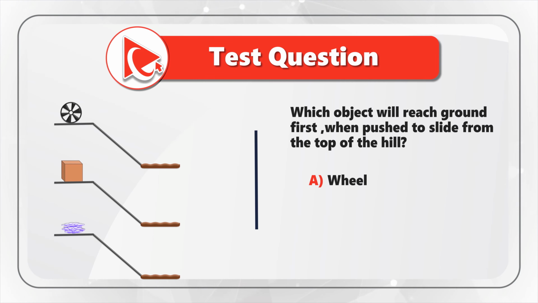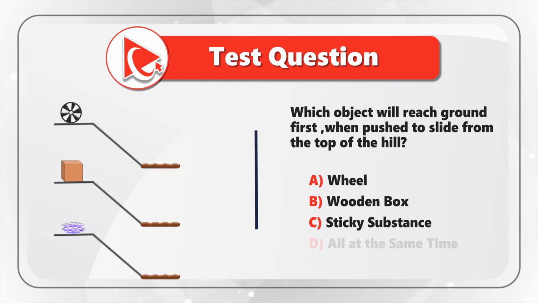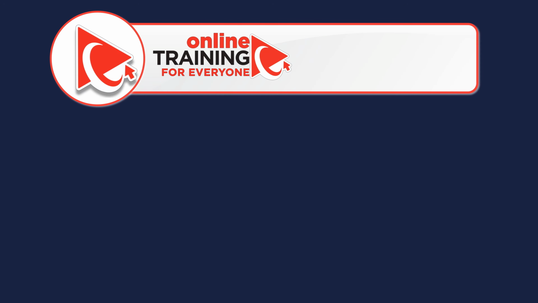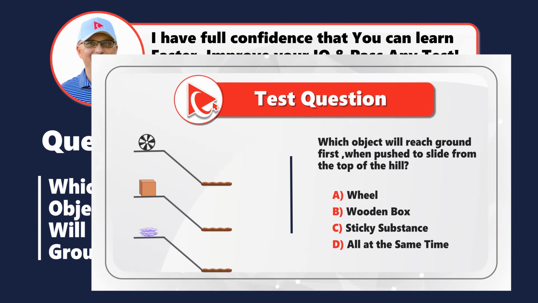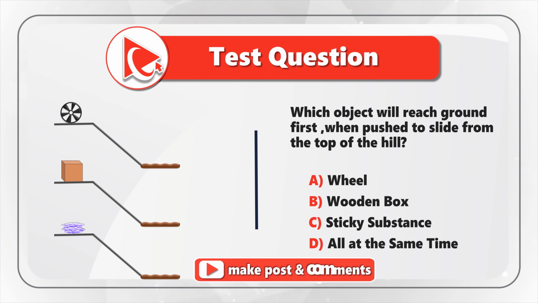Choice A, wheel. Choice B, wooden box. Choice C, sticky substance. And last but not least, choice D, they all reach the ground at the same time. Take a close look, maybe pause this video to see if you can come up with the answer. On my end, I have my selection, so I'm moving forward to share with you my version of the answer. And obviously, if you have a better way to solve it, please make sure to post in comments.